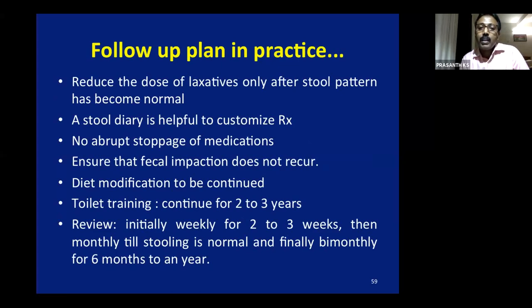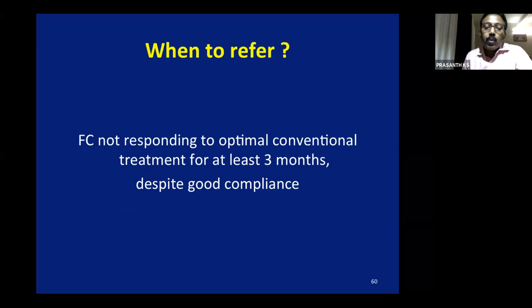Diet modification has to be continued along with pharmacotherapy, and toilet training should continue for 2 to 3 years after we start the treatment. As far as review is concerned, in the initial months of treatment, you can have a weekly review for 2 to 3 weeks, just to be sure that the impaction process is not recurring and the maintenance is proceeding smoothly, and also to ensure that the children are compliant with the medication. Then you can have a monthly follow-up till the stooling is normal, and finally a follow-up at longer intervals.